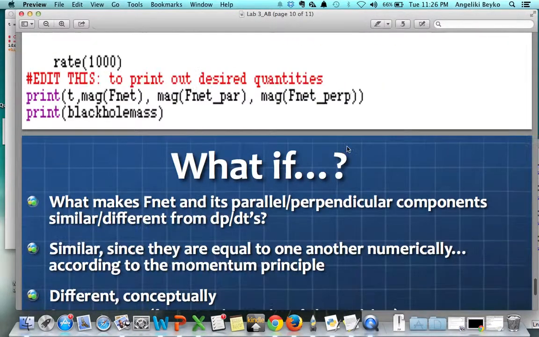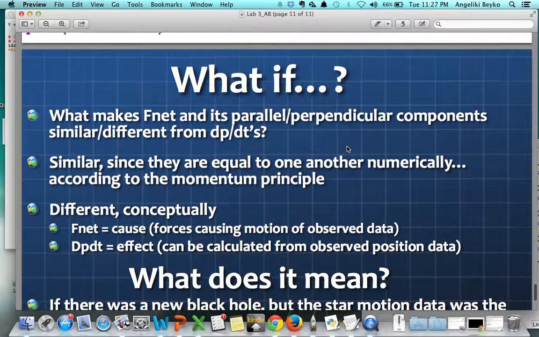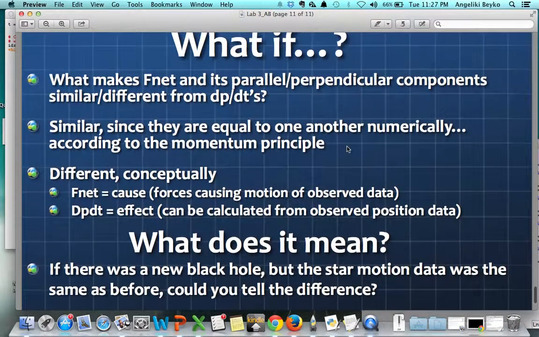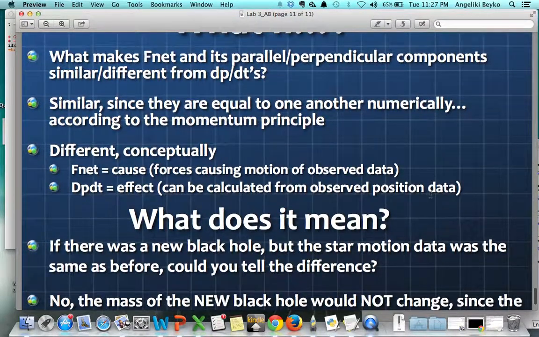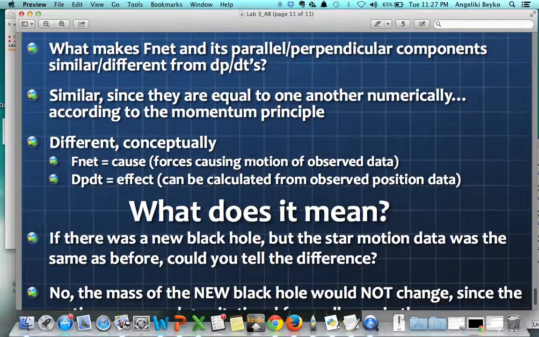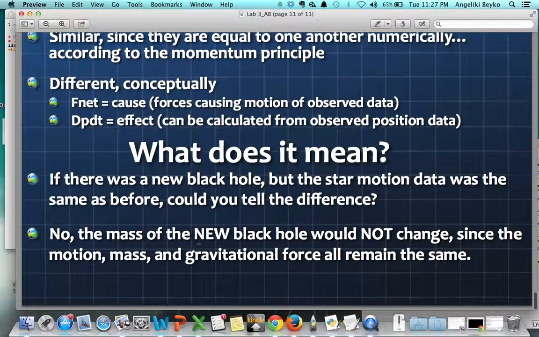Okay, now for the what if and what does it mean questions. What makes F net and its parallel and perpendicular components similar or different from delta p divided by delta t's? They're similar since they're equal to one another numerically according to the momentum principle, but they're different conceptually. While F net is the cause, the forces causing the motion of the observed data, delta p divided by delta t is the effect, which can be calculated from the observed position data. F net cannot be calculated.